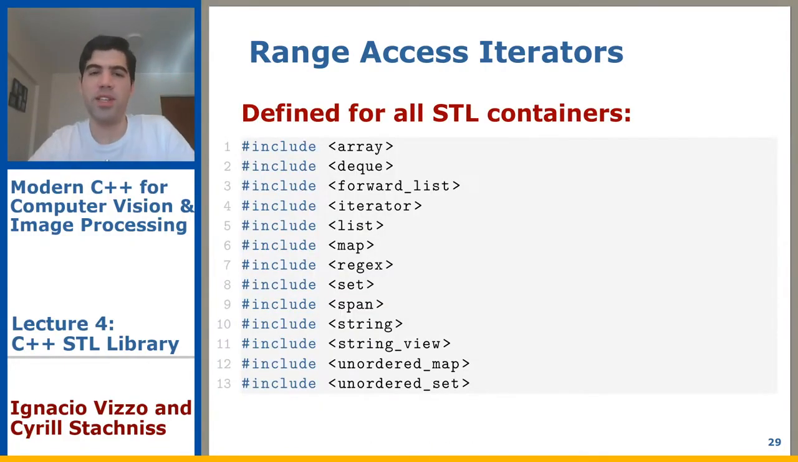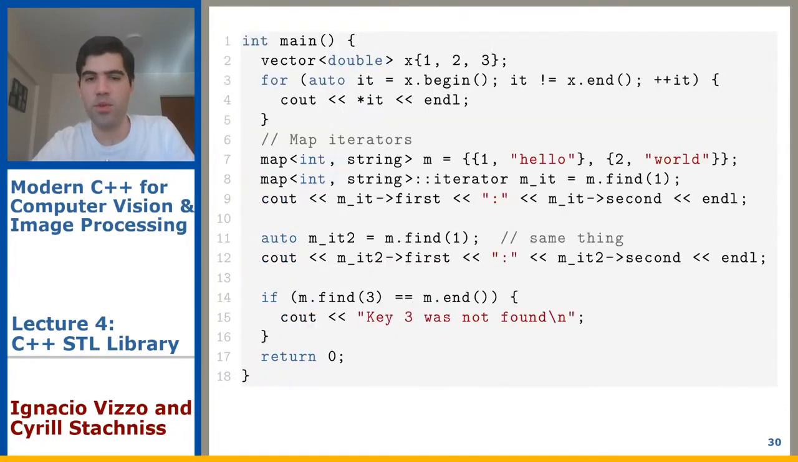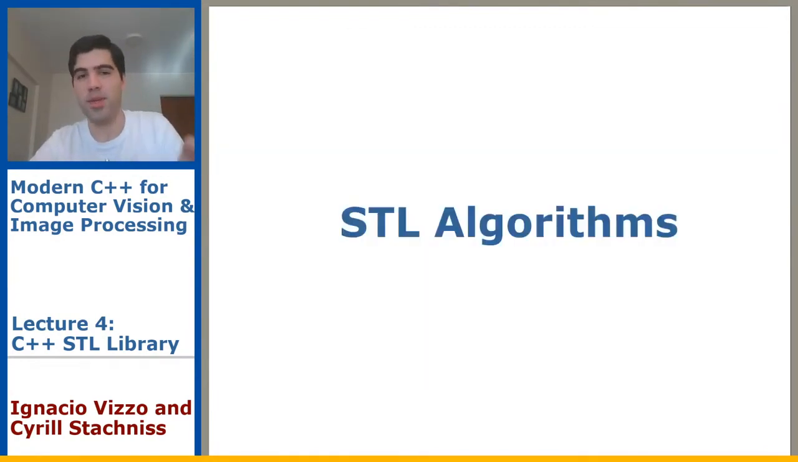These range access iterators are defined in all these structures: array, list, map, set, span, string, unordered map. All those containers have these range access iterators, and there's one example. I will just skip it for now because it might be complex from the perspective of the syntax, so we should skip it.